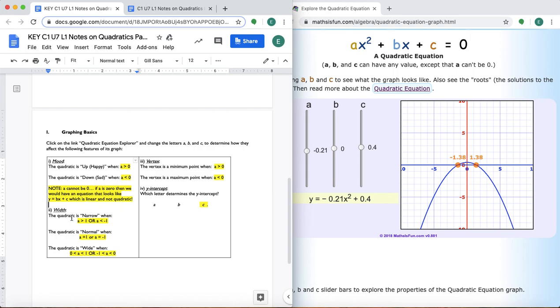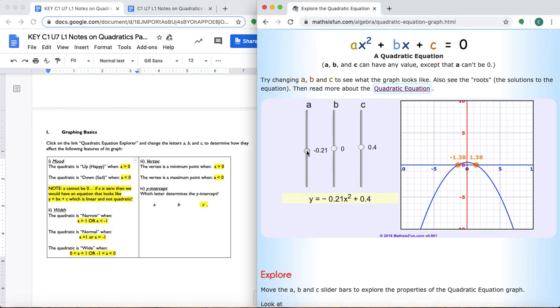Next, the width. So the width of a quadratic is either going to be narrow, normal, or wide. So if I were to make my A value greater than 1 or less than negative 1, so if I put it at 1, 1 is typically regarded as the standard, or I guess you could say the parent function, where when A equals 1, that's kind of considered the norm, the normal quadratic.